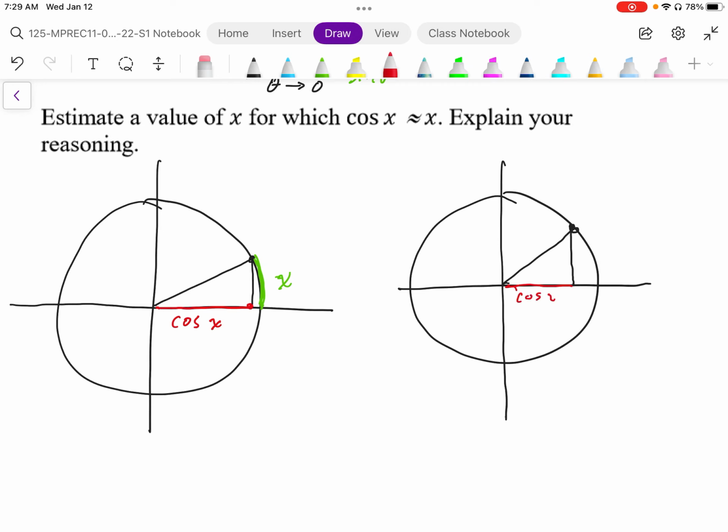Okay, so the cosine value in this picture is more similar in length to the arc length x here. Again, we're just kind of estimating. This would be very hard to do as an exact value, but if we were to estimate maybe something that looks like this, it looks like 45 degrees is not a bad estimate. It's probably a little bit less than 45 degrees though.